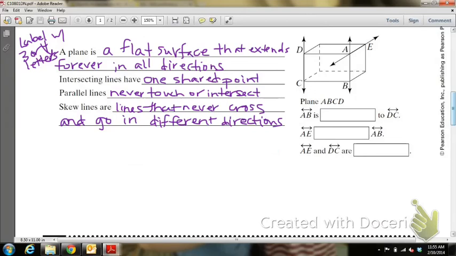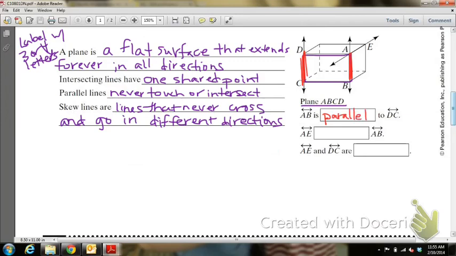So let's look at our picture here. They call the plane ABCD. So that's the front of the box, ABCD. Now while we show it as a rectangle, it's understood that that's going to go on forever. Now what about line AB? Let's change my color. Okay, line AB is what to DC? So AB and DC are going to be parallel.